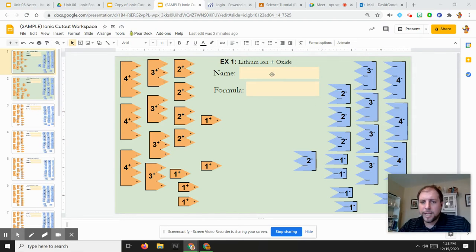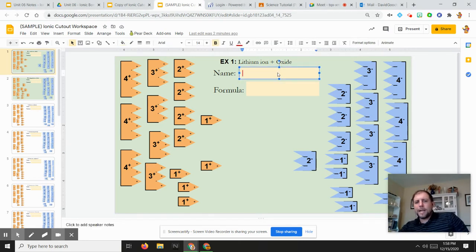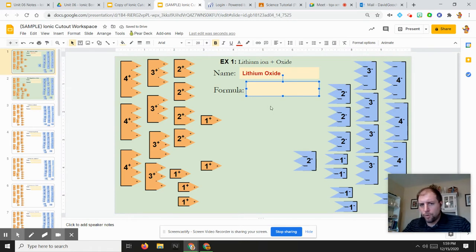Okay. So here's a sample, okay, of a problem: lithium ion and oxide. Now, the naming of this compound is simple. Okay. The naming is just the name of the first ion, then the name of the second ion. So the name of this compound is lithium oxide. Okay. Now the formula, we have to do a bit of work to figure it out.